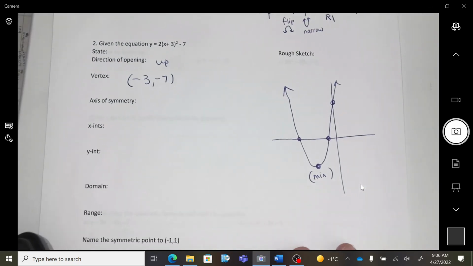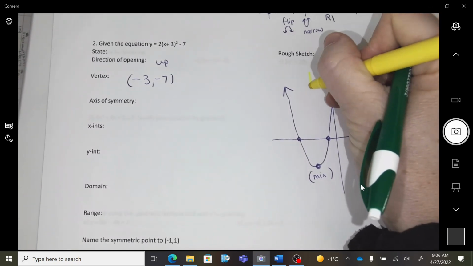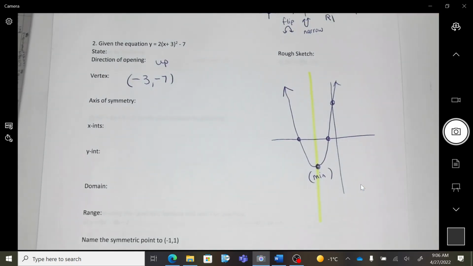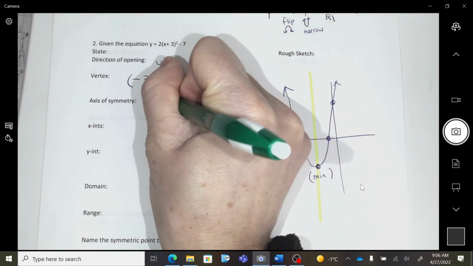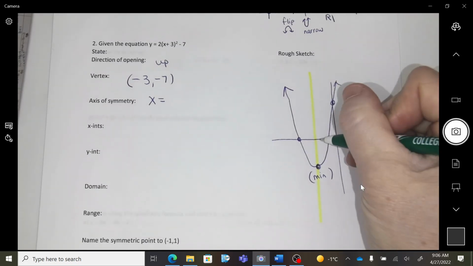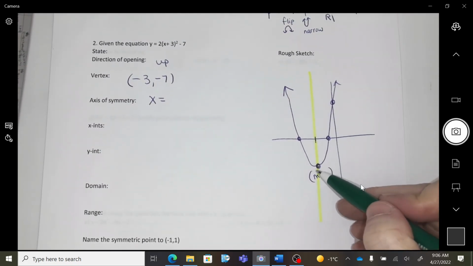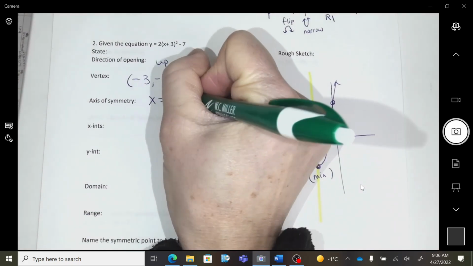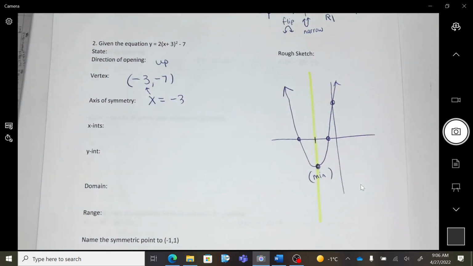Okay, what's the equation for the axis of symmetry? That is, what's the equation of this cutting line right here? If I cut it through the middle, it's always an x equals, and what x value does it cut through? What is this x value? Same x value here, which is -3.